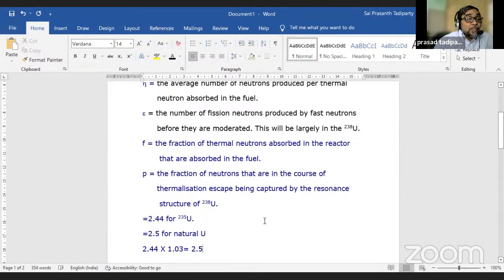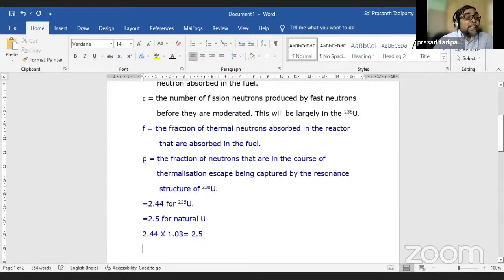So this is the value at the second term, considering the second term. So the total number of fast neutrons is increased from nu to nu into epsilon.